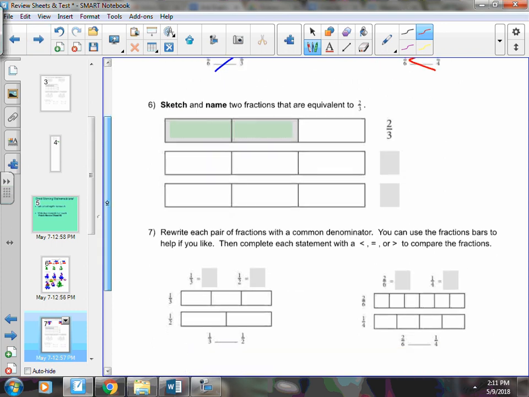Okay, number 6. Sketch and name 2 fractions that are equivalent to 2/3. I know that I can double the top and double the bottom. That's a really easy thing to do. I could also multiply the top by 713 and multiply the bottom by 713, but that seems a little bit ridiculous, especially since we have to draw what we're talking about. So choosing a nice easy number like 2 is great, 2 over 2. So I'm going to multiply the top by 2 and the bottom by 2.